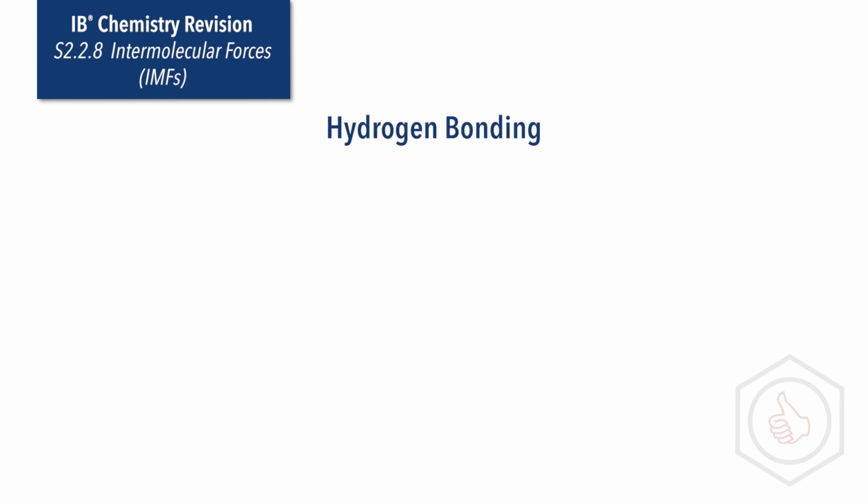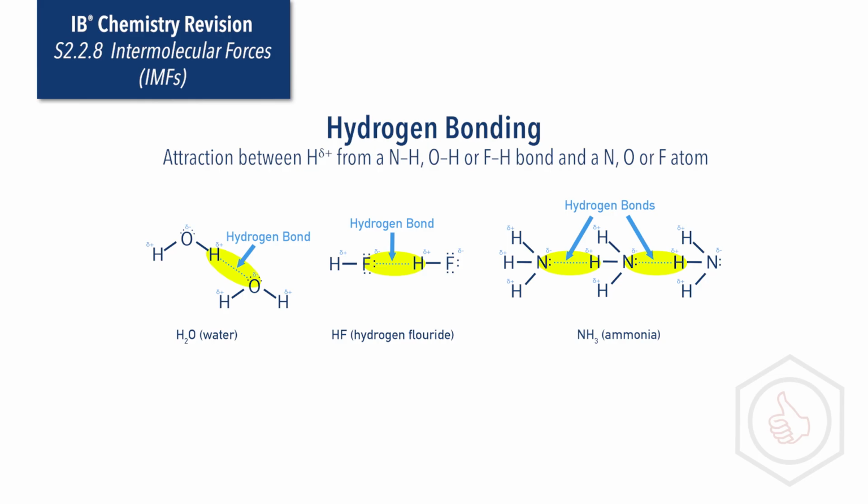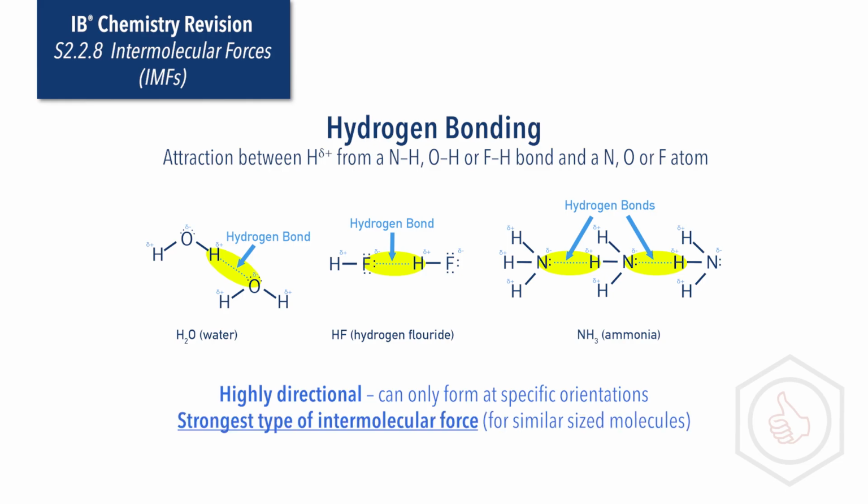Hydrogen bonding is a special type of strong dipole-dipole interaction that occurs when hydrogen is bonded to nitrogen, oxygen, or fluorine, and the positively charged hydrogen in one of these bonds is attracted to a nitrogen, oxygen, or fluorine in another molecule, or a different part of the same molecule. Hydrogen bonds are highly directional, meaning they can only form with specific orientations, and are relatively strong, meaning for comparably sized molecules, hydrogen bonding is the strongest type of intermolecular force.